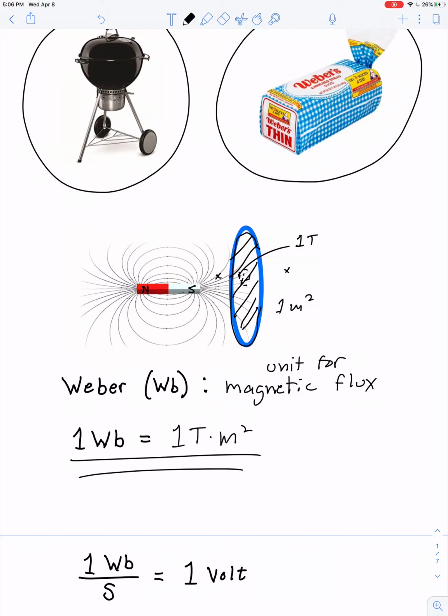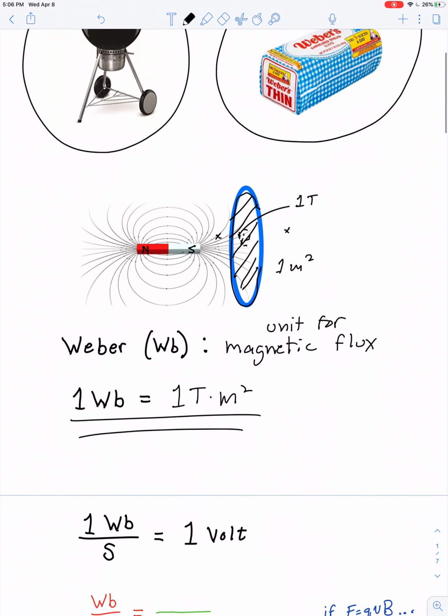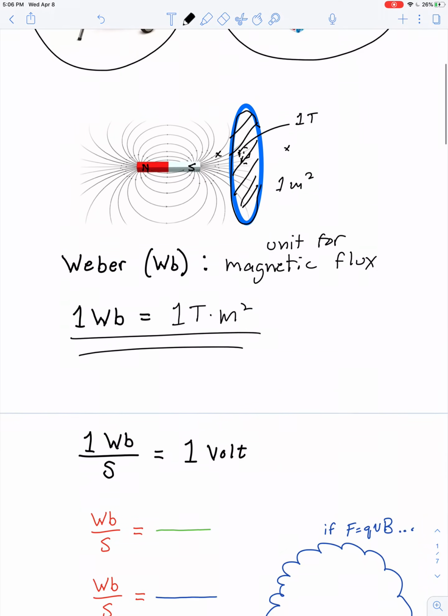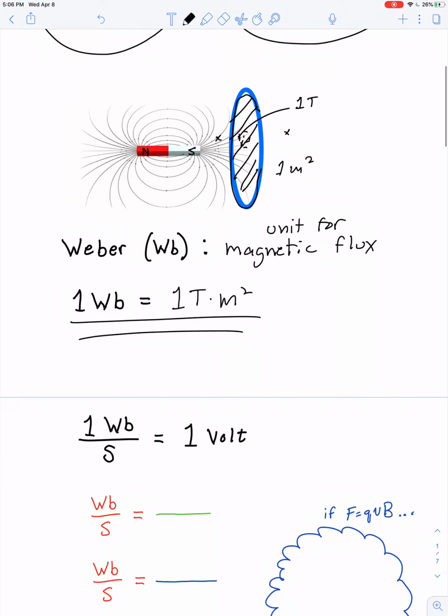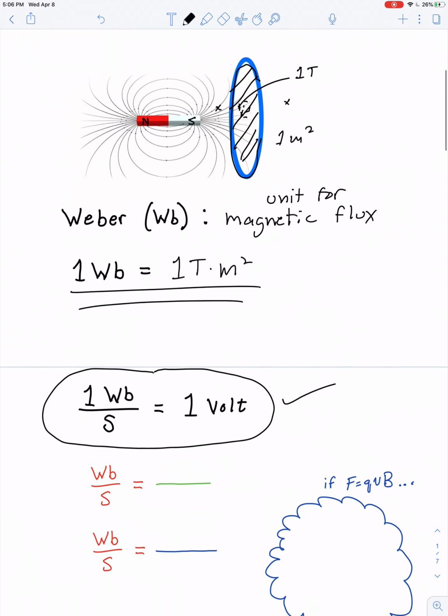Well, it turns out Webers don't do much of anything. However, when there's a rate of change of the number of Webers, something significant happens. So we can say it in this way. We know that a Weber is a Tesla per square meter, but more significantly, a Weber per second is a volt. Now let's check that out a little more carefully.